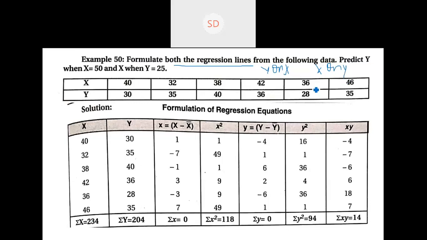And after that, we are supposed to predict y when we know what is the value of x, and for x on y we know what is the value of y, and we have to find the value of x. And here they have given us the data of x and y in total. Now let us start. First you have to give the heading formulation of regression equations. Then you'll have to copy down this x and y into the table.